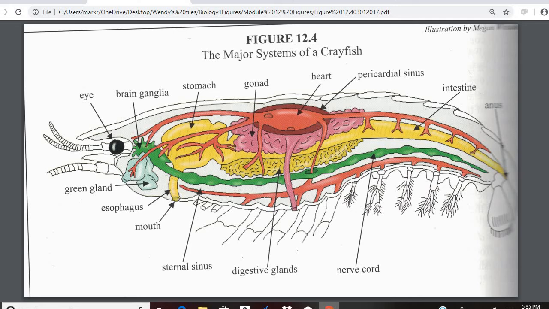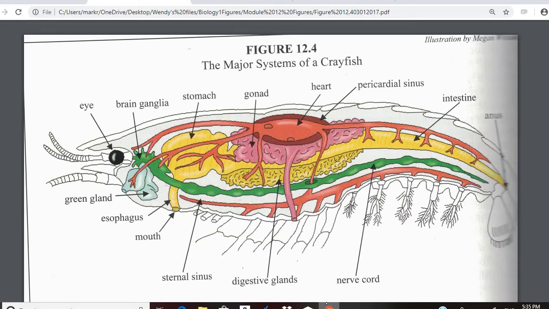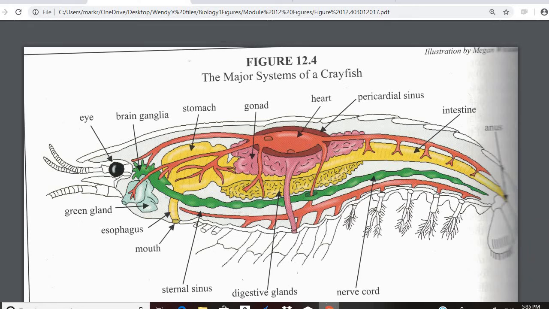So the food enters the mouth, then it goes into the stomach. Then from the stomach, it goes into this digestive gland, and then lastly into the intestine, and then any waste leaves the body through the anus. So it is a complete digestive system.